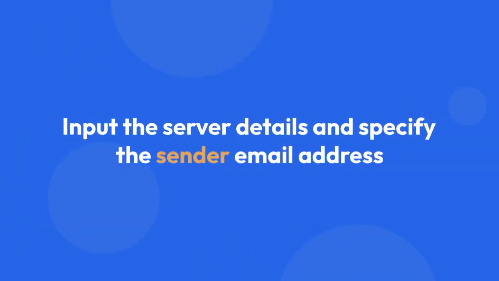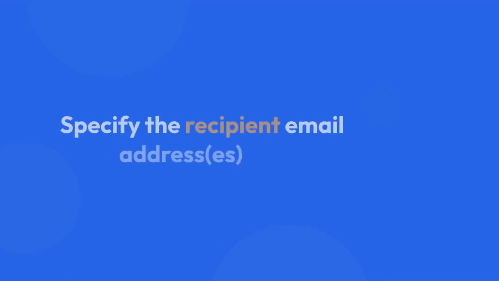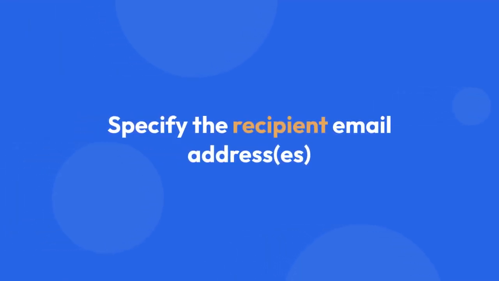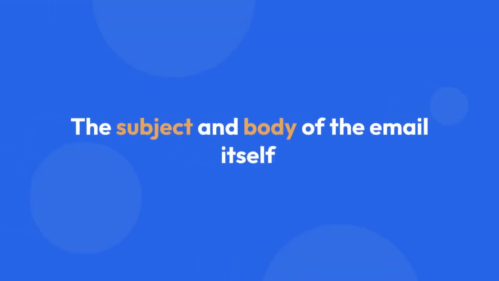5. Configure the SMTP connector. Input the server details you gathered in the previous step, and importantly, specify the sender email address. This needs to be a verified address in your email provider. Then add the recipient email address, the subject of your email, and the body of the email itself. Remember to select the correct authentication method, often plain or login.